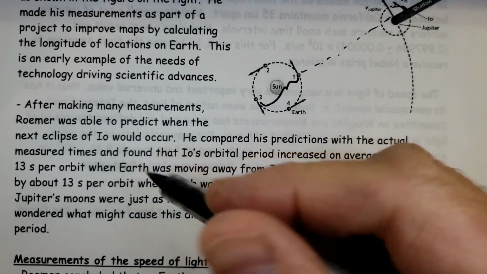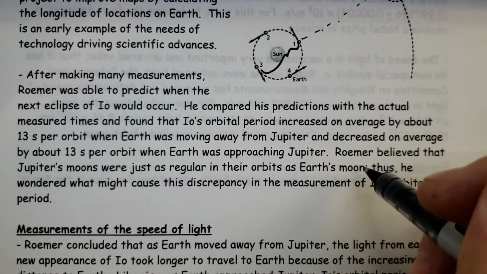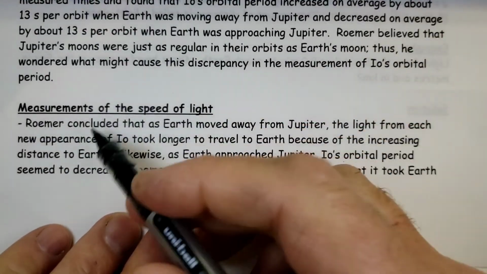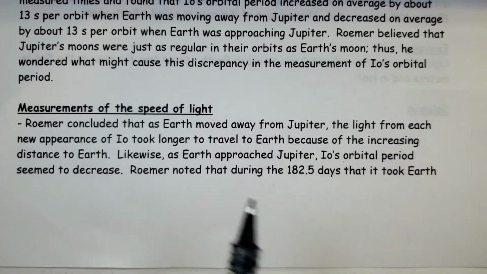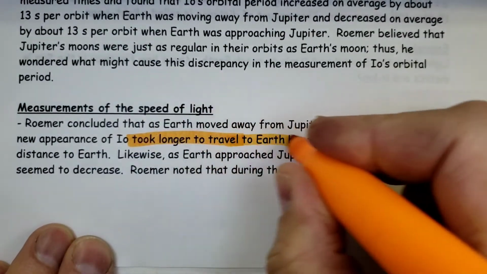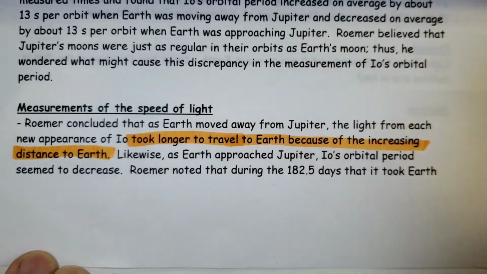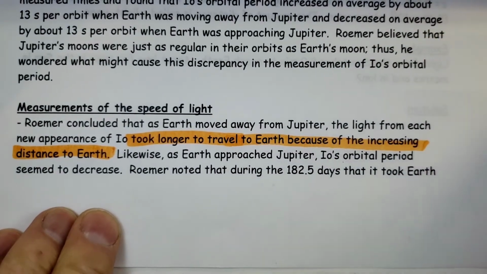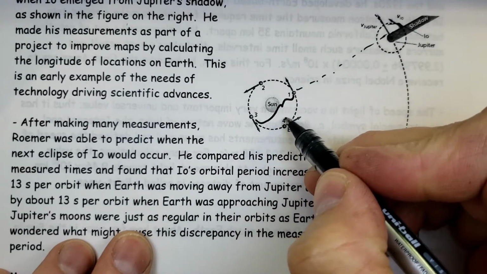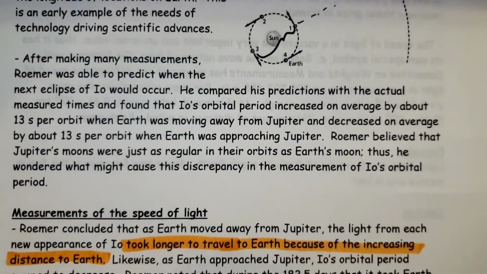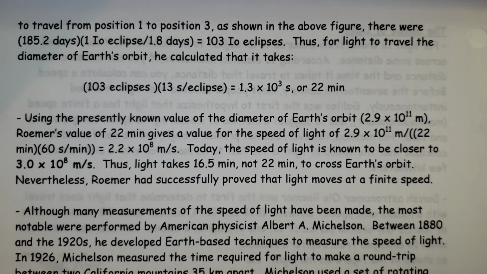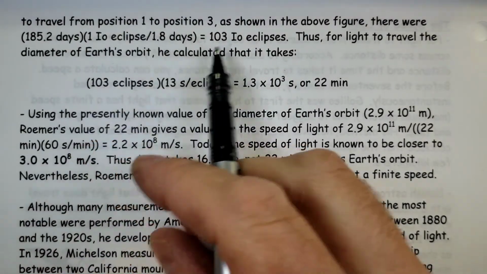So Romer believed that Jupiter's moons were just as regular in their orbits as Earth's moon. Thus, he wondered what might cause this discrepancy in the measurement of Io's orbit. Romer concluded that as Earth moved away from Jupiter, the light from the new appearance of Io took longer because of the increased distance to Earth on the opposite side of the sun. Likewise, as Earth approached Jupiter, Io's orbit decreased. So going this way, it happened sooner and sooner and sooner. So again, that extra part, it took a little bit longer. So it took a little more time to travel from position 1 to position 3.